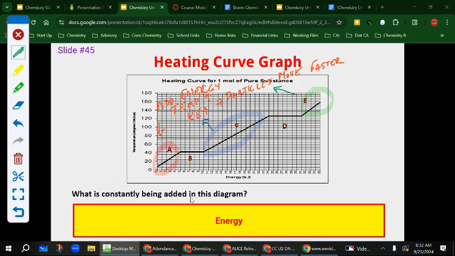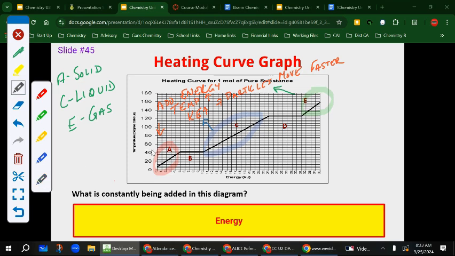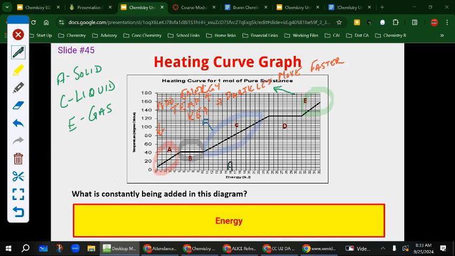Now, down here, A, we are a solid. C, we are a liquid. And D, or E, we are a gas, correct? Okay, good. Now, what happens here? Are we still, number one, adding energy? Okay, so we are still adding energy.